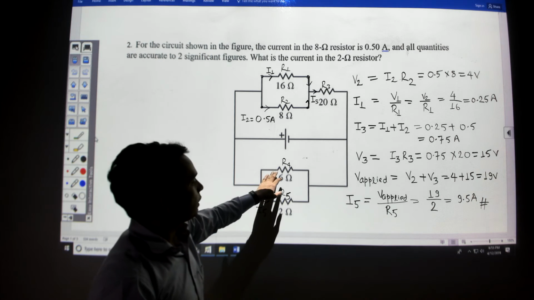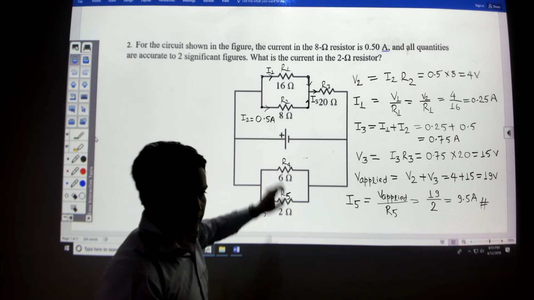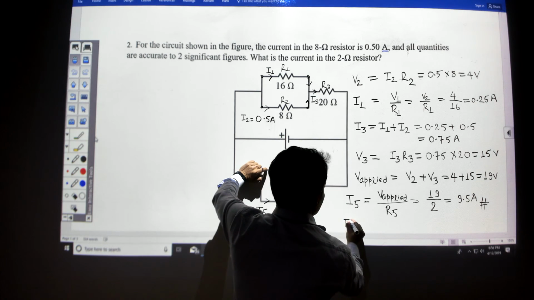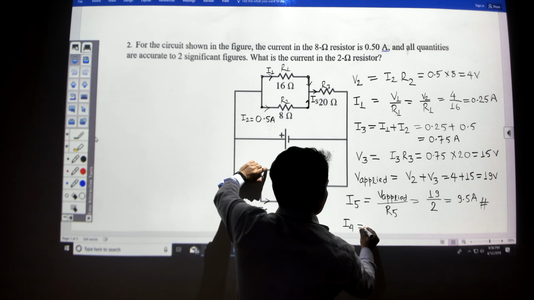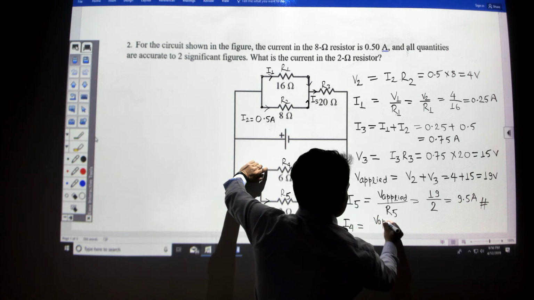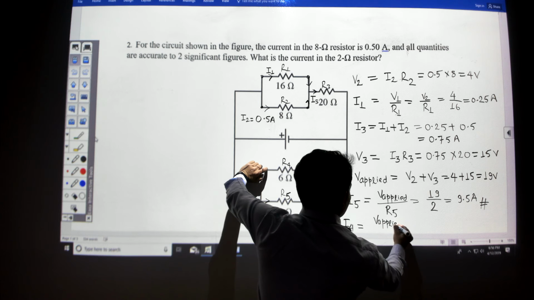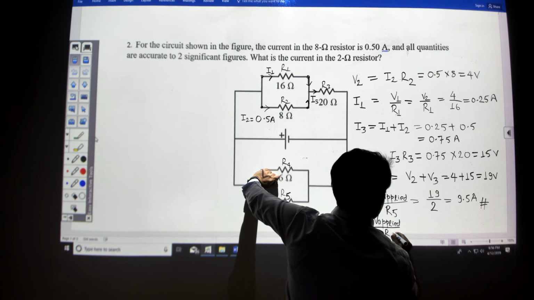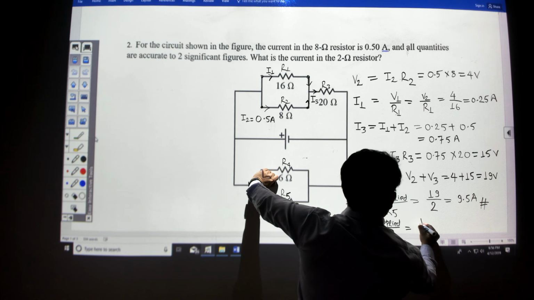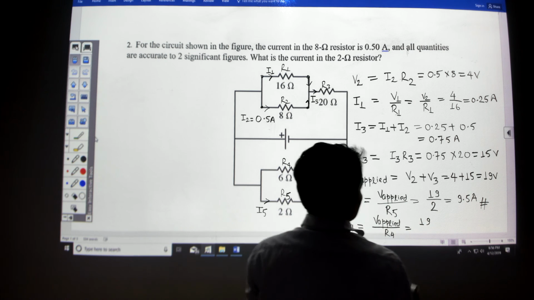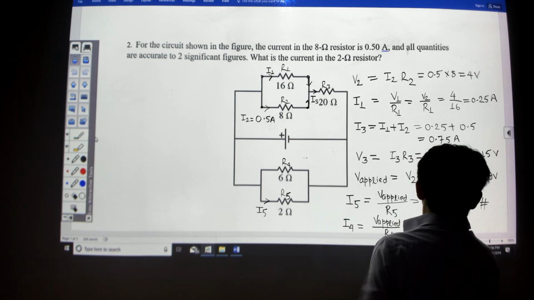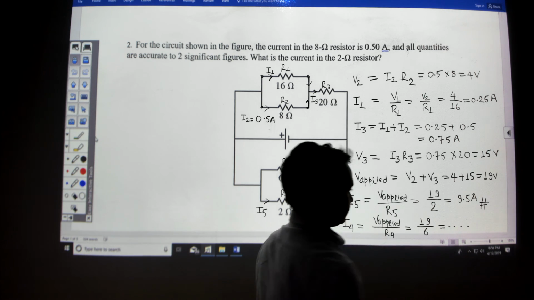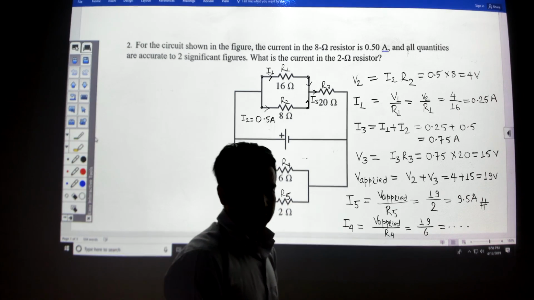If you need to find the current through this resistor R4, what do you do? Then it is V applied divided by R4. So 19 divided by 6. That should be your answer.